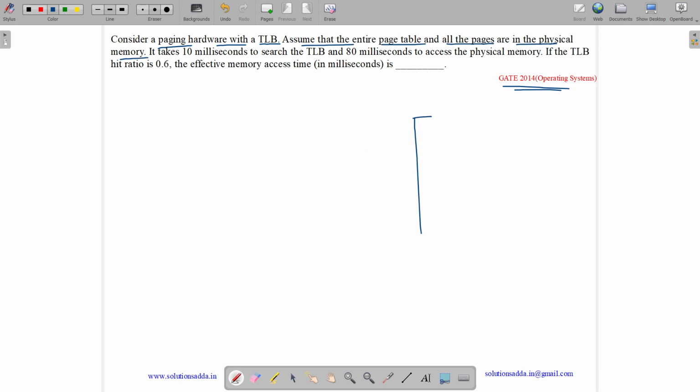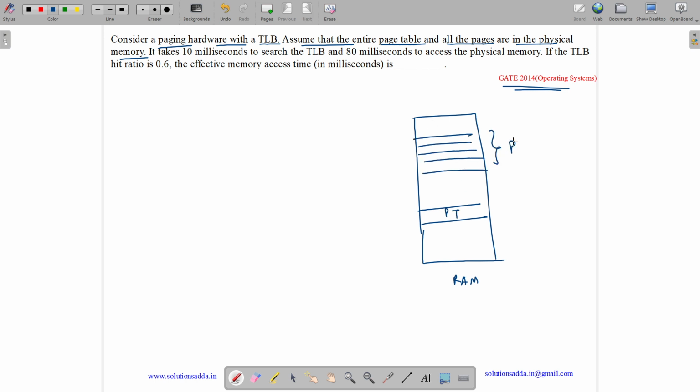Okay. So we have physical memory, or you can say RAM. So RAM has all our page tables. Let us suppose PT is the page table, and all the pages of the process P are in the RAM only. Now we have a TLB. TLB is the translation lookaside buffer. So what does it have? It has page frame entries.